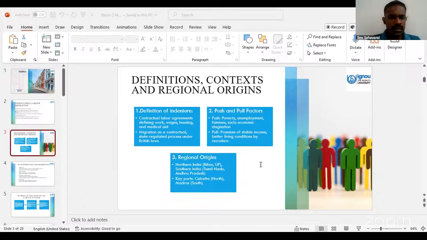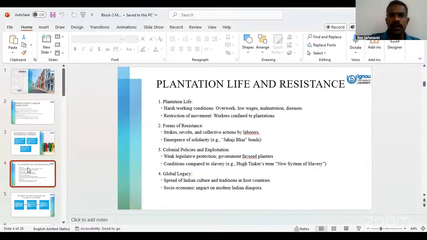So what about plantation life and resistance, right? So they moved there. Then what is the condition there? It's a harsh working condition, low wages, malnutrition, diseases, right? So people were asked to work, right? The history says people were asked to work more than 8 hours, right? So 14 hours was compulsory. They had to work. So harsh working conditions.